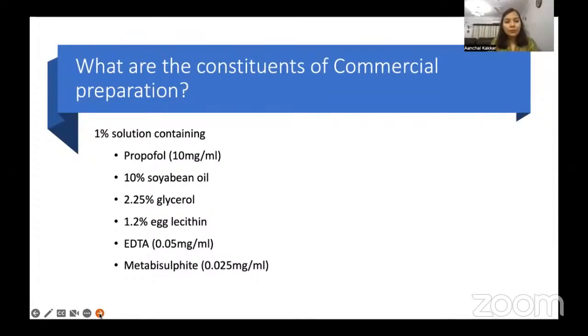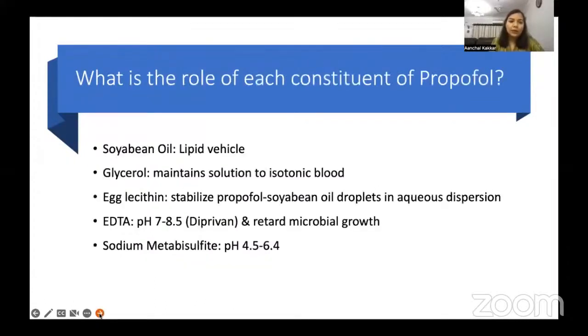Once you answer these commercial preparation constituents, the examiner is bound to ask you the role of all these constituents. Soybean oil is a lipid vehicle to carry the propofol. Glycerol maintains the solution isotonic to blood. Egg lecithin stabilizes the propofol soybean oil droplets in the aqueous dispersion. EDTA is added to keep the pH at 7 to 8.5, and it retards microbial growth. Similarly, sodium metabisulfite has the same role, but the pH maintained with the propofol containing sodium metabisulfite is 4.5 to 6.4.